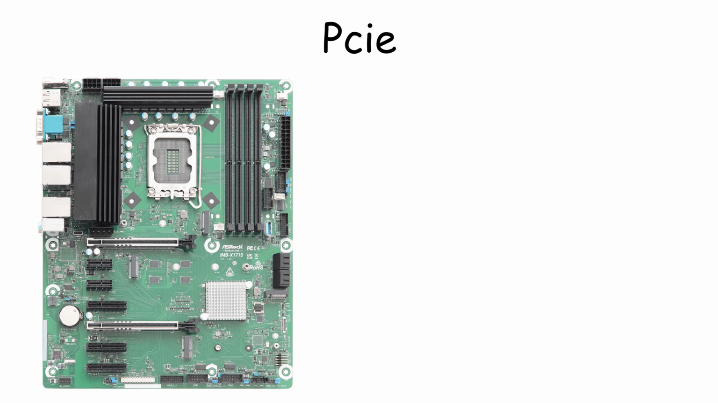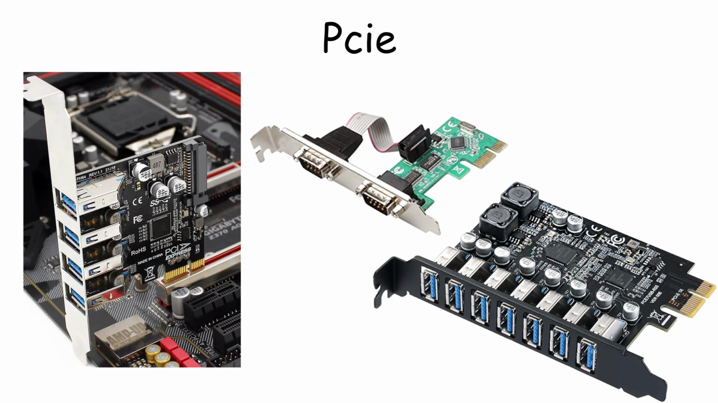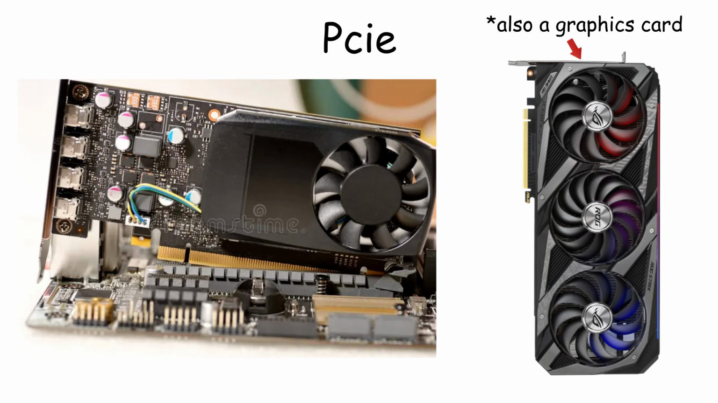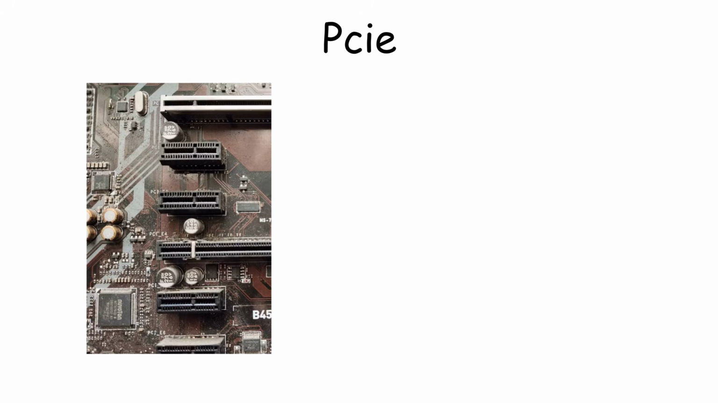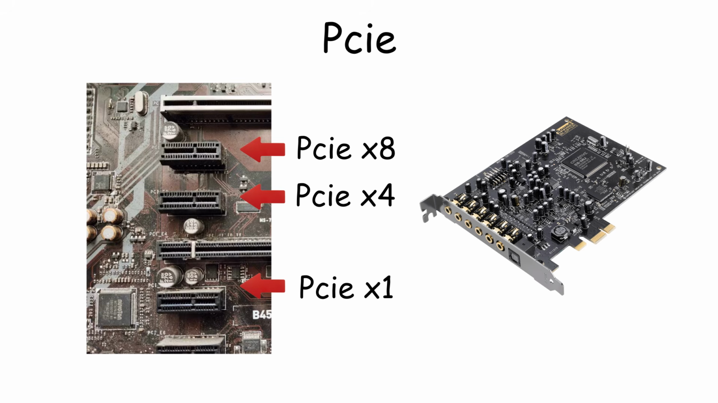PCIe slots. Moving further down the motherboard, you will notice several long horizontal slots. These are called PCI Express slots or PCIe slots, and they are used to install expansion cards. The largest one is usually the PCIe x16 slot, and this is where the graphics card is installed. Then there are smaller PCIe slots, such as x4 or x1, which can be used for things like sound cards, capture cards, or network adapters.